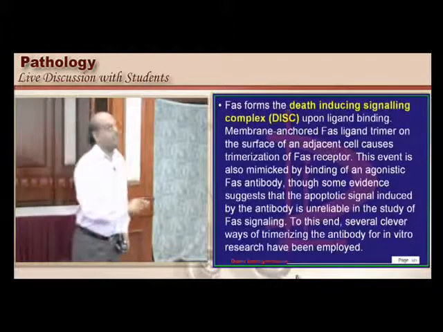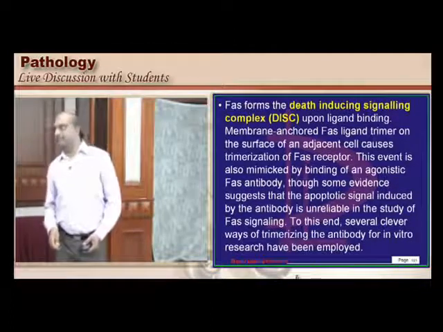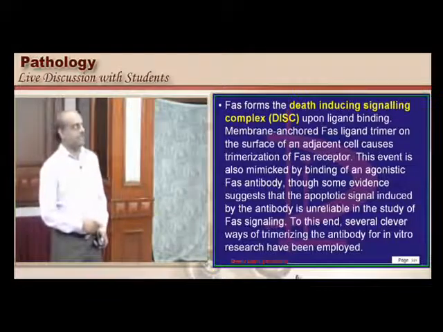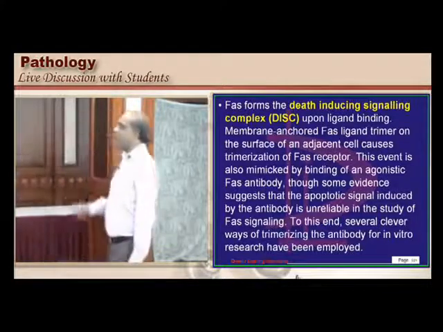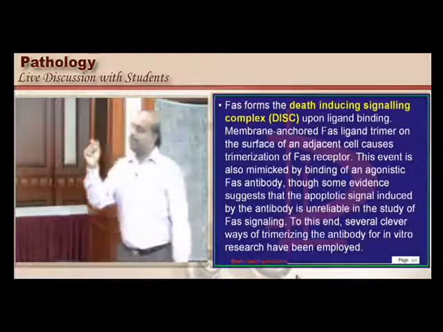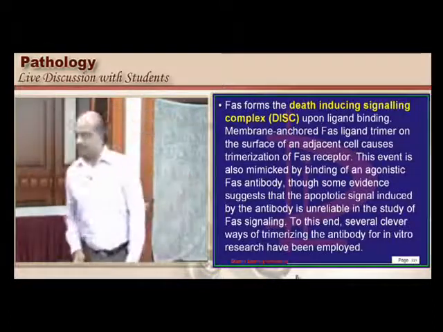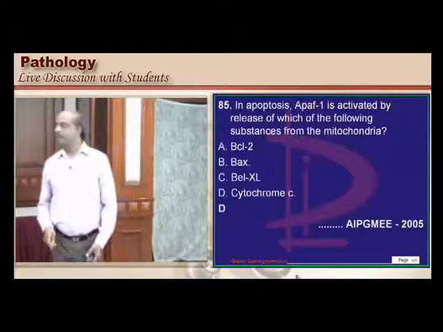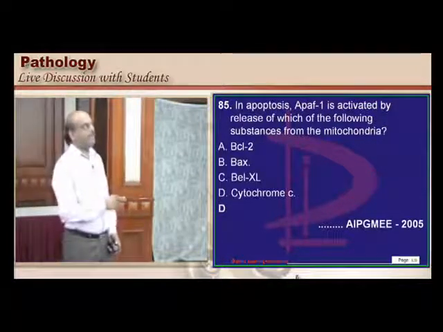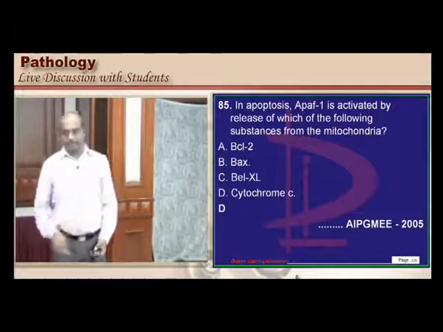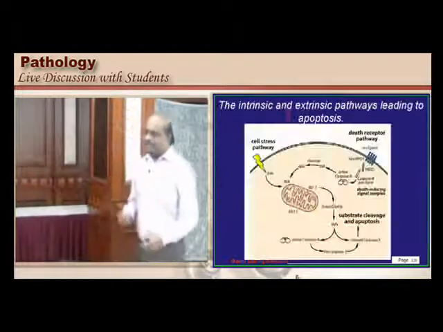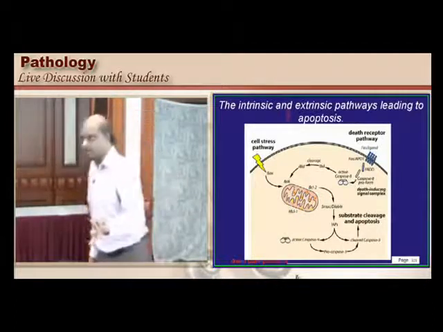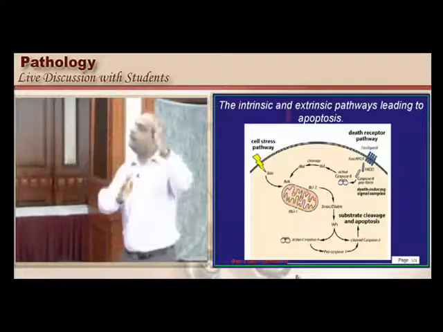This forms what is called the death inducing signaling complex, DISC, and a cell which forms this complex will then undergo apoptosis. We will take up in the next question how expression of this death receptor will initiate apoptosis. Now in apoptosis, APAF1 is activated by the release of which substances from the mitochondria? Basically, some of the genes will say carry on with apoptosis, and some of the genes will decide not to do apoptosis. Accordingly, there are anti-apoptotic and pro-apoptotic genes fundamentally.